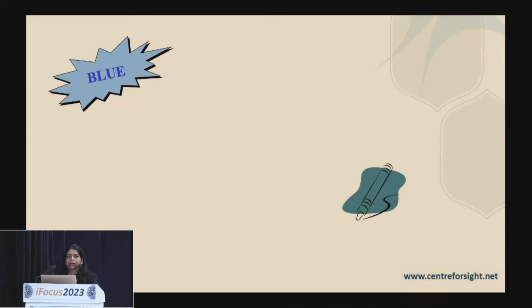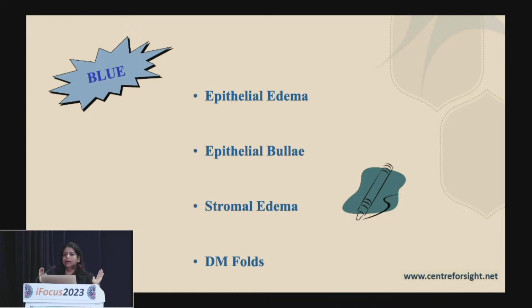Blue color. The pearl is, you have to remember blue: sea, water, right? So if you forget what to draw with blue, you will do what? Blue refers to water. So when there is edema in the cornea, when the cornea is full of water, we can draw it with blue color. So epithelial edema, any epithelial bullae, stromal edema, Descemet folds can be drawn with a blue color.